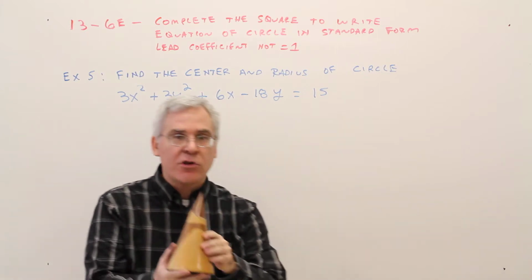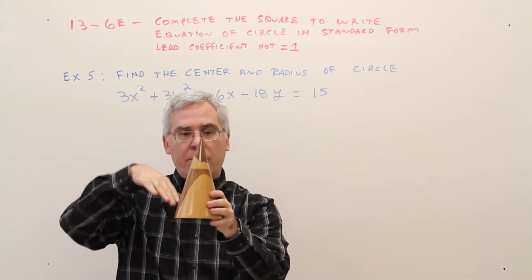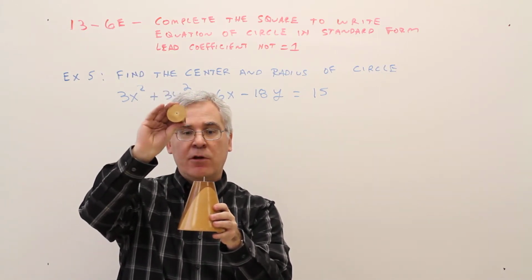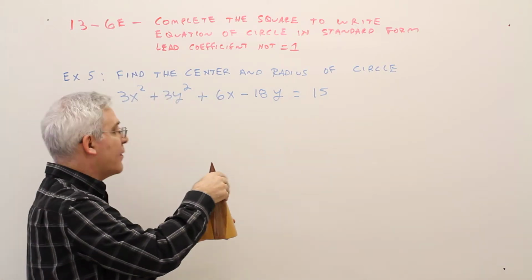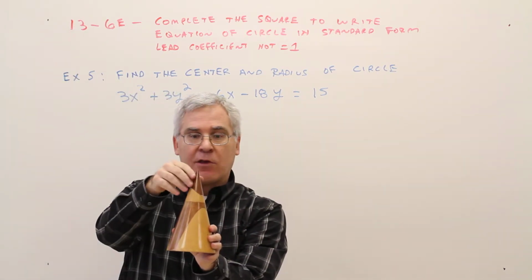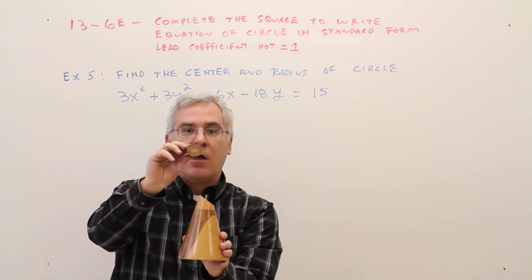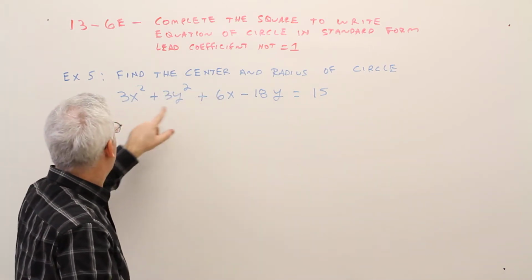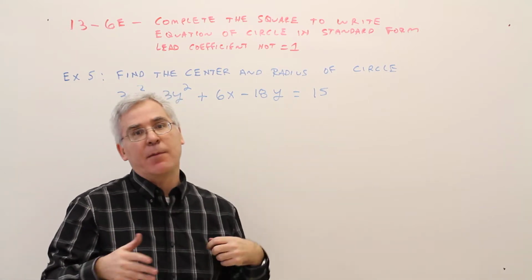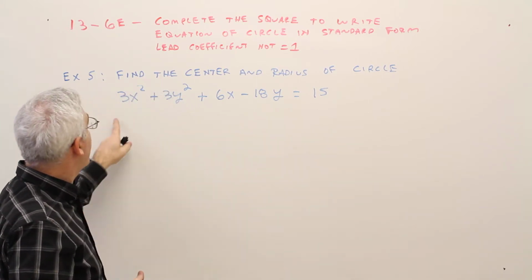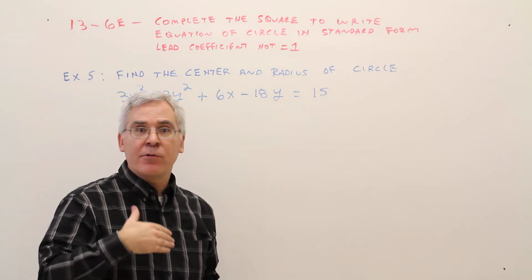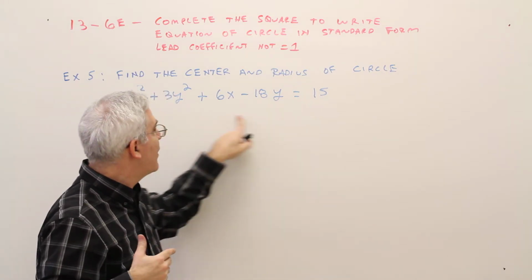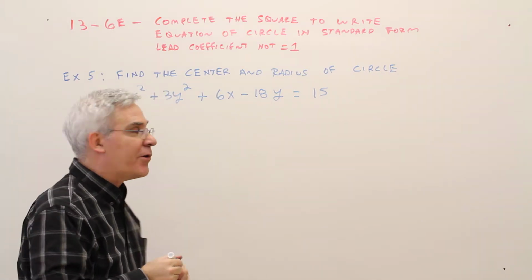Recall from conic sections, if you slice a cone parallel to the base, you'll get a circle, in which case those coefficients will be the same. If you slice the cone on a slant, you'll get an ellipse, and an ellipse could have coefficients that are not the same. Okay, in any event, what I suggest you do is, whatever that coefficient is, just divide through every term by it.